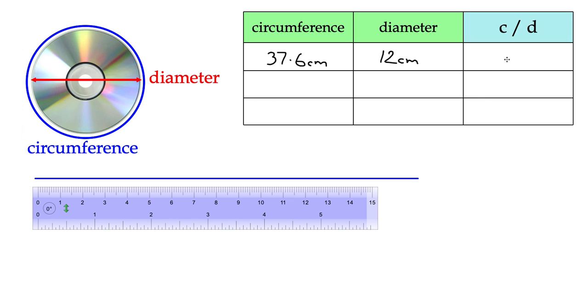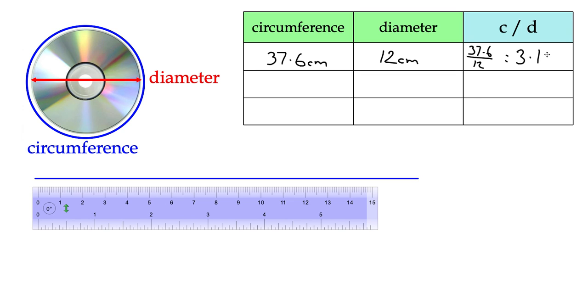And what I want you to do then is to divide the circumference by the diameter. In other words, how many times bigger is the circumference than the diameter? How many times bigger? Is it always the same? And if so, what kind of ratio is there? So if we do 37.6 divided by 12, and I check that on my calculator, I get just over 3.13.